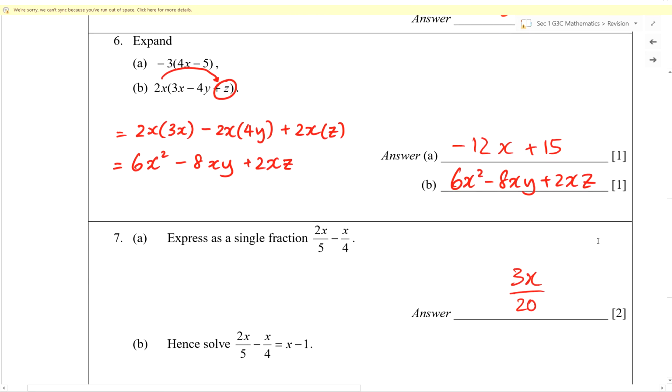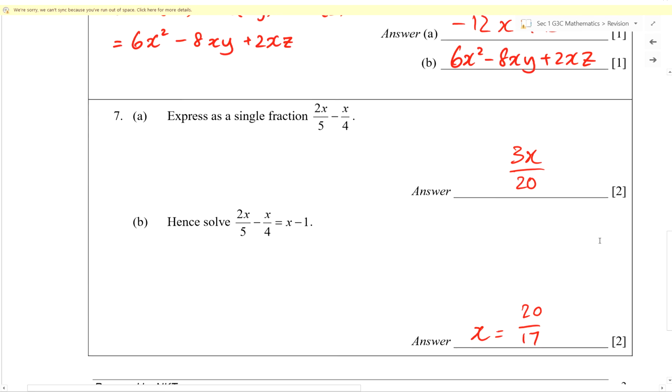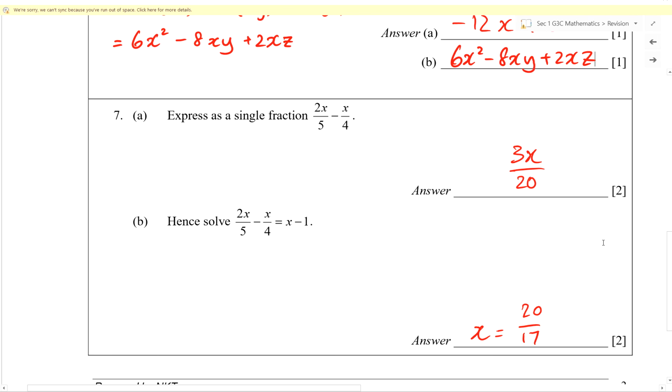Okay, moving on, question 7a. 3x over 20. Anybody needs help? Okay, what do we have to do first? Fraction minus fraction. The denominator must be the same. What is the LCM of 5 and 4? 20, okay, so you can do that.